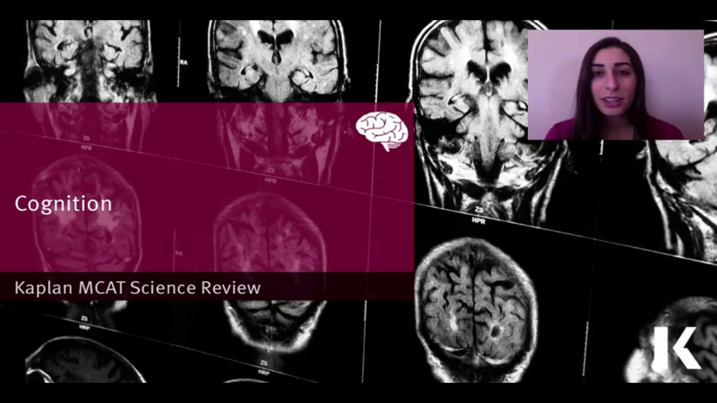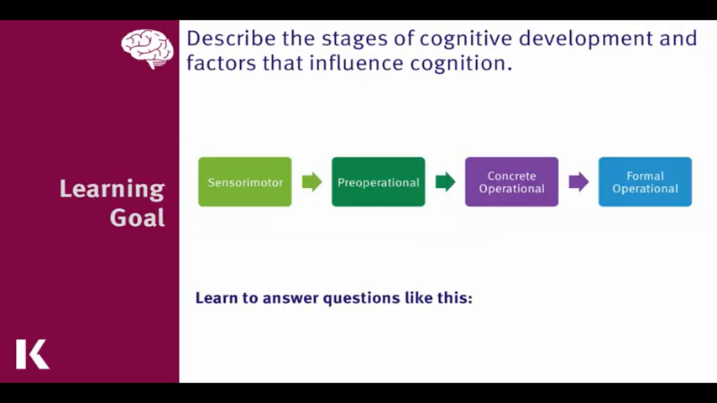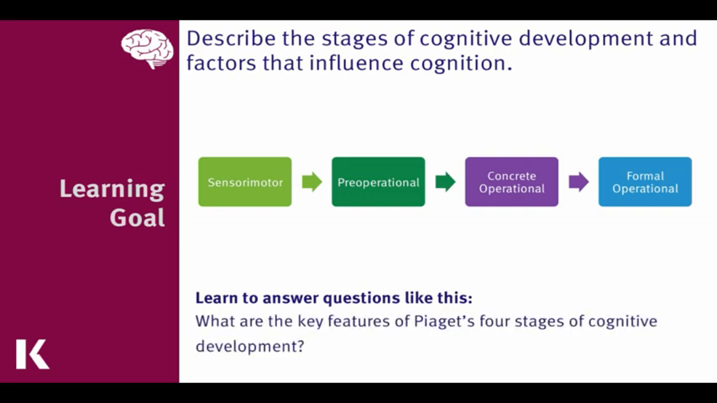My name is Netta Bianchi, and welcome to the Kaplan MCAT Science Review video on cognition. We'll begin by delving into what cognition actually is, and then look at some of the models surrounding how cognition functions and how it develops. We'll end by looking at some factors that influence cognition. The learning goal for this video is to have you describe the stages of cognitive development and the factors that influence cognition. This learning goal will enable you to answer questions like the following about Piaget's 4 stages of cognitive development.